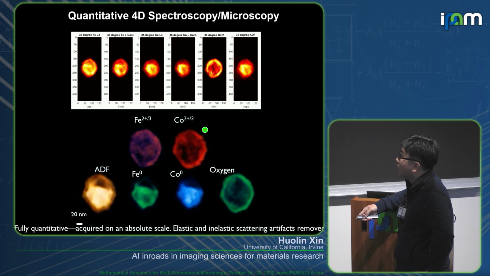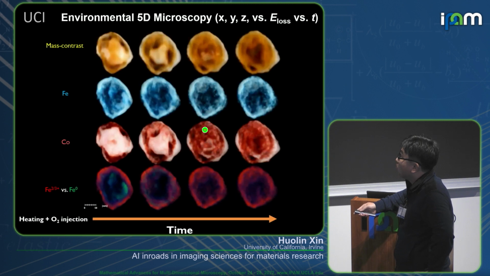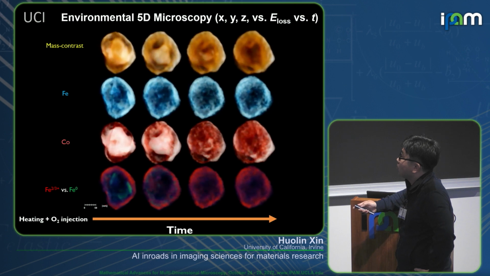Next. And of course, one thing that I want to do is to give you time resolution. This is basically a similar catalyst that's in the oxidation process. You heat it up, you put gas in, and see how it actually transforms. Again, this is using electron energy loss spectroscopy, giving you both information about the composition as well as the oxidation states, electronic structures.